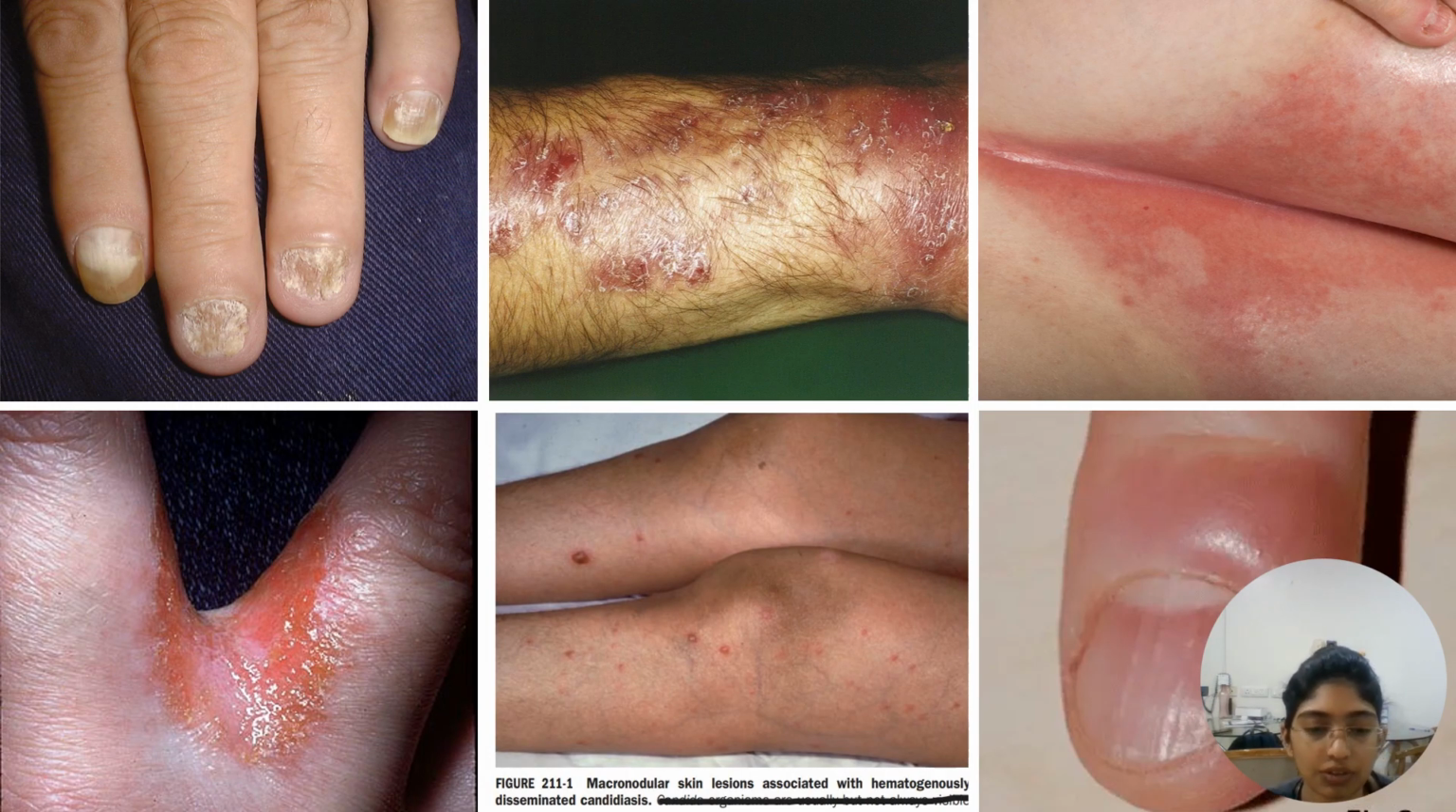So this is onychomycosis, fungal nail infection. This is paronychia with infection in the skin nail interface. This is infection of the skin folds, intertrigo. This is erosio interdigitalis blastomycetica, infection between the digits. This is Candida granuloma, the severe exophytic form of chronic mucocutaneous candidiasis. And these are the macronodular lesions seen in hematogenously disseminated cutaneous candidiasis.